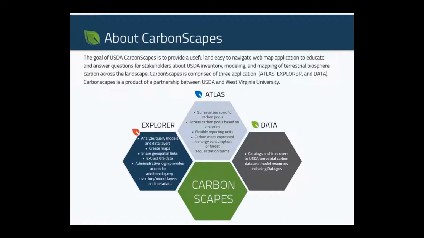So basically we have these three main applications. The Atlas summarizes specific carbon pools, accesses the carbon pools via a zip code. We offer flexible reporting units that can be in international units or English. We have carbon mass expressed in energy consumption or sequestration terms. We also have the Data, which catalogs and links users to USDA terrestrial data and model resources, and also finds your way to data.gov and finds information there readily.